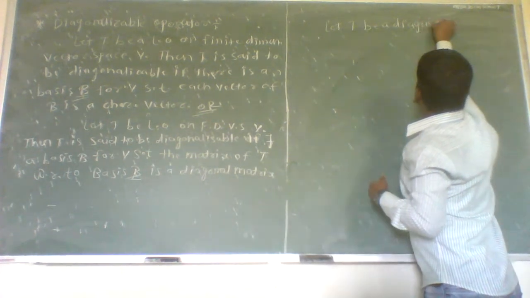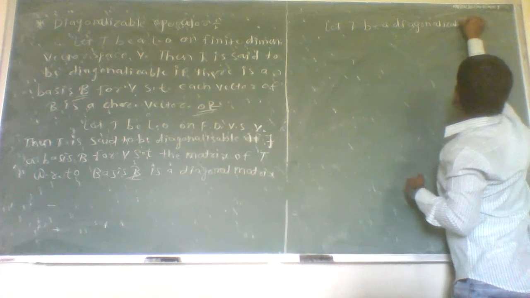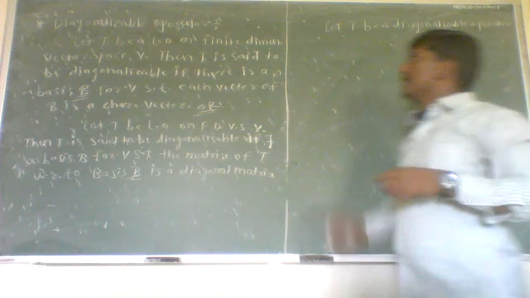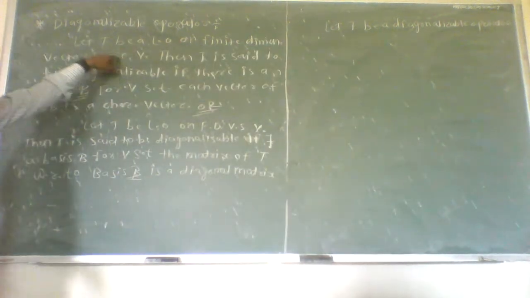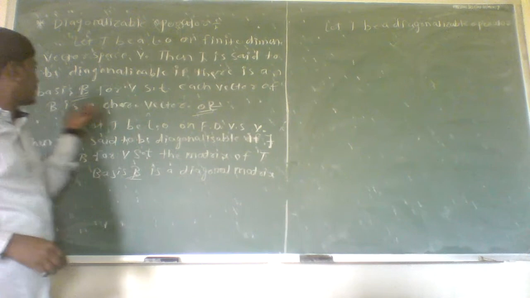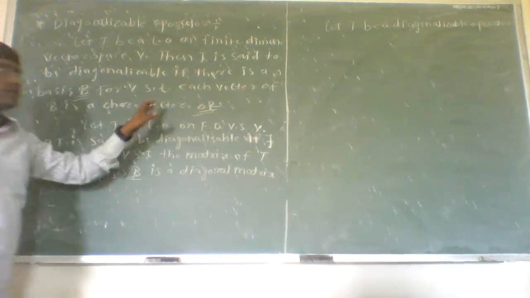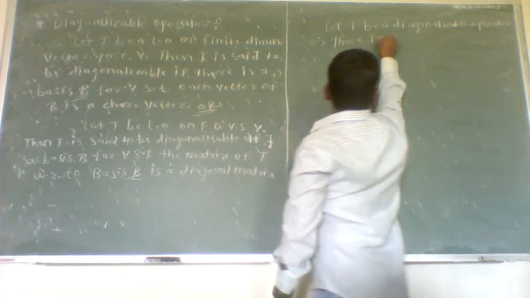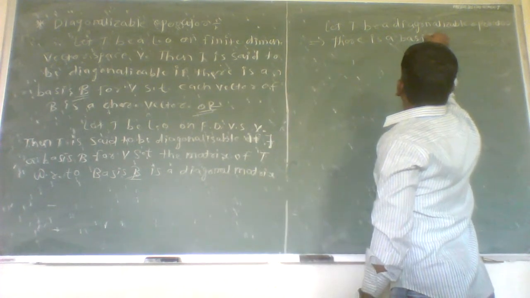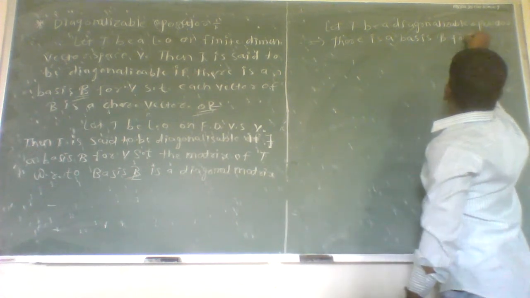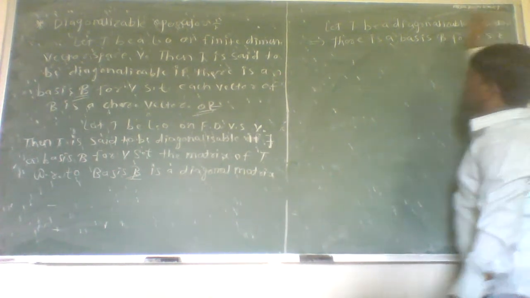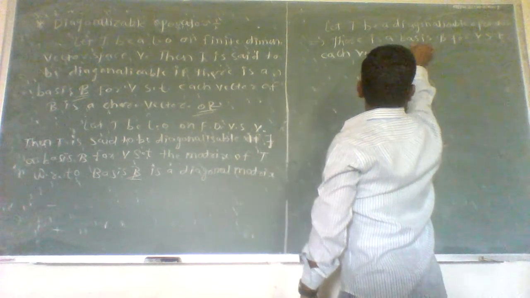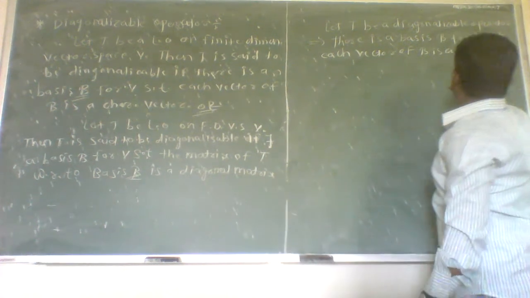Let T be a diagonalizable operator. As T is a diagonalizable operator, then from the first definition, an operator is said to be diagonalizable if there is a basis curly B for V such that each vector of B is a characteristic vector.